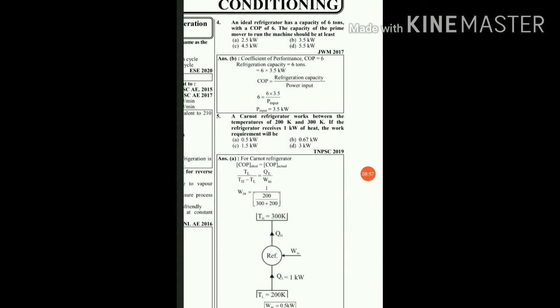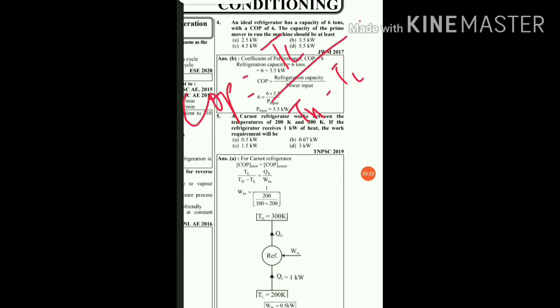So in order to calculate the required work input, first of all we have to find the COP with the help of the COP formula, that is TL upon TH minus TL. TL is 200 Kelvin, TH minus TL is 100, so COP becomes 2. So COP will be 2.